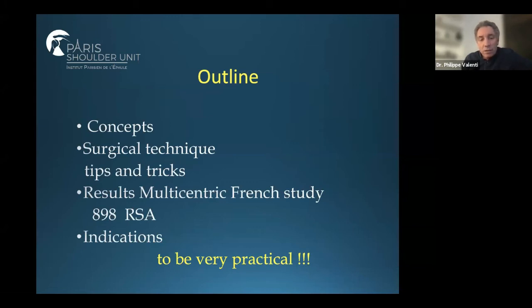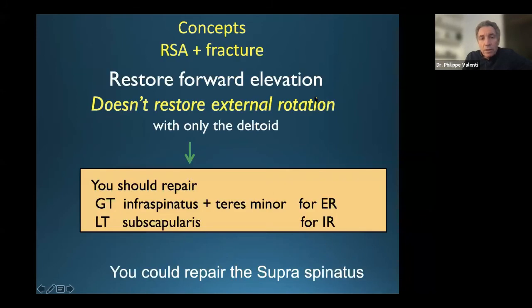And I show you the result of a multicentric French study about 889 reverse arthroplasties for fracture, and we summarize the indication. So it's important to remember that if you use reverse arthroplasty for the fracture, with the deltoid, you restore forward elevation, but you don't restore external rotation.